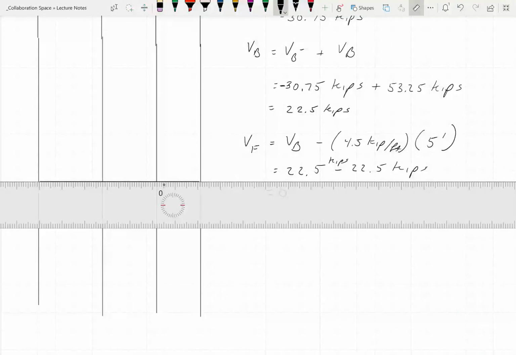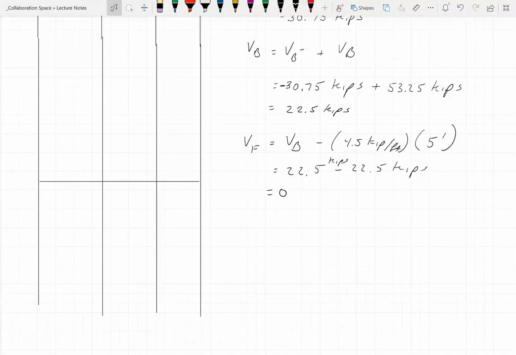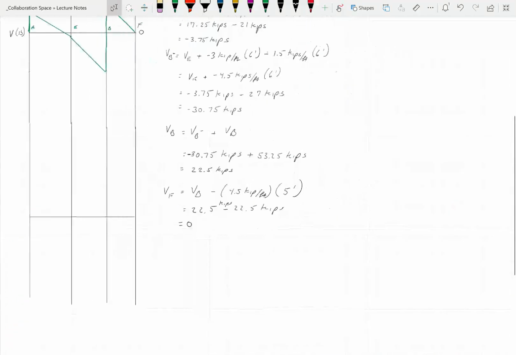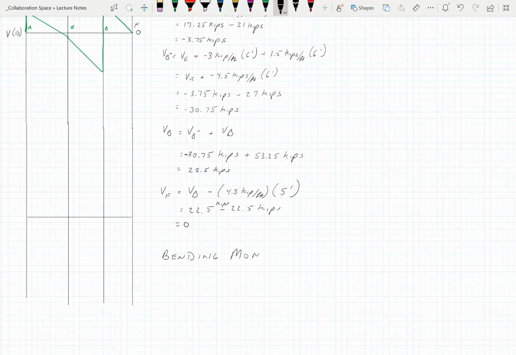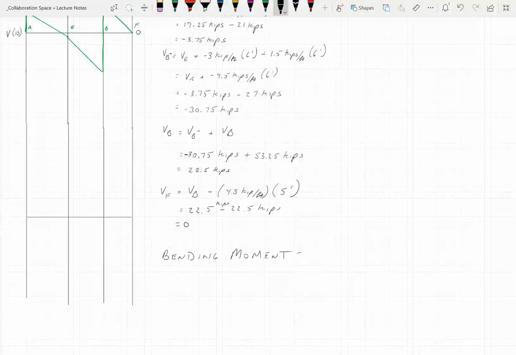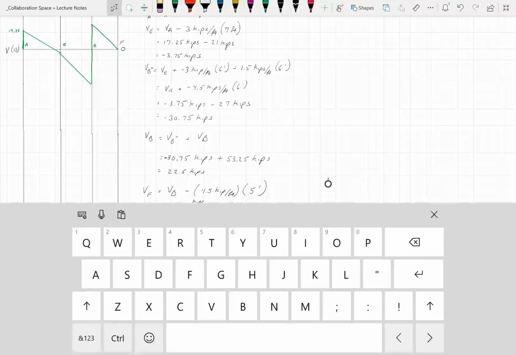Hey Frank, do me a favor, look in the book. Does he explain the moment diagram curves of the uniformly distributed loads, or does he not do that? We're going to need to talk about that otherwise. Okay, so bending moments. All right, go away.